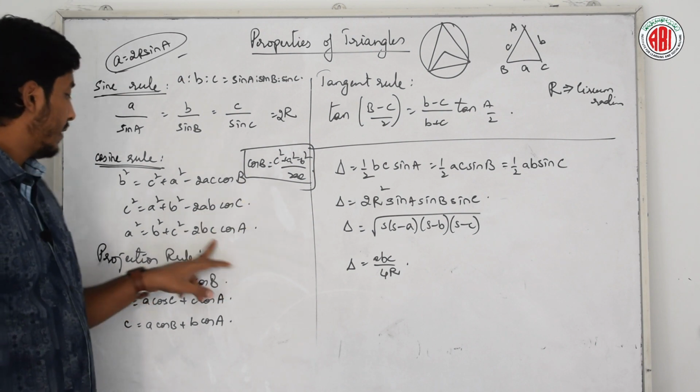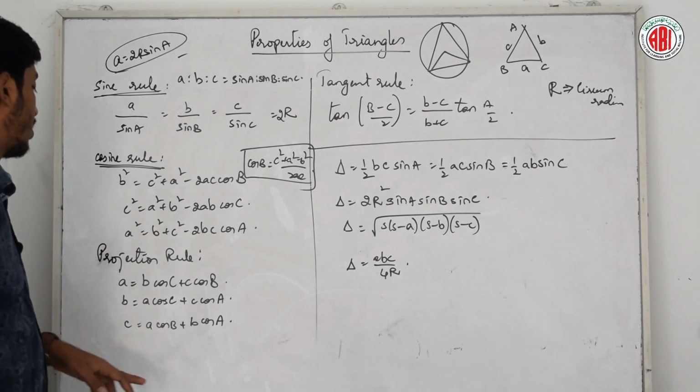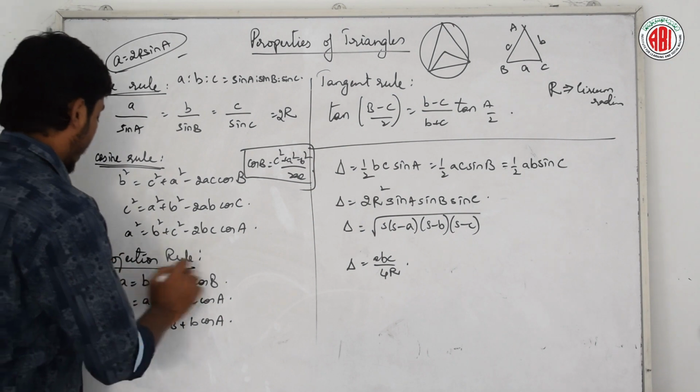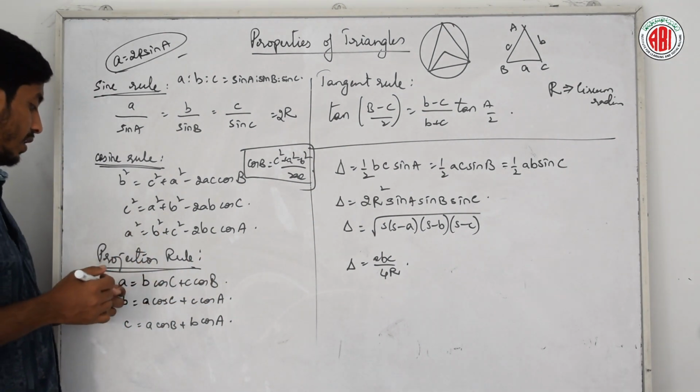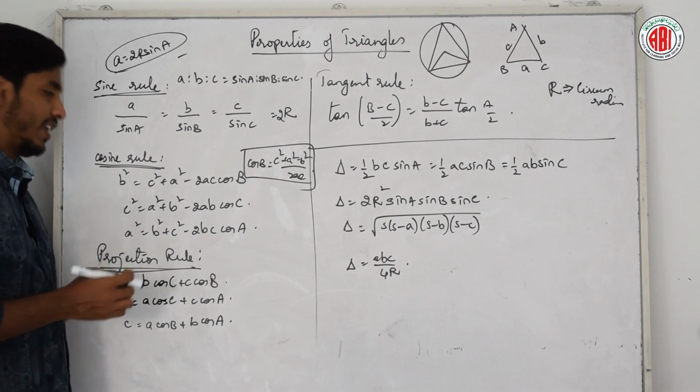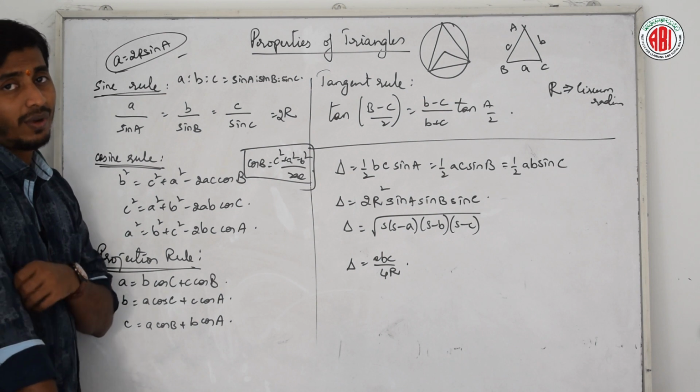Isn't it? Yes or no? Clear, fine. And the next is projection rule. Projection rule tells that it gives a relationship between cos of one angles to the sides of other angles. It can also be a continuation of the cosine rule, but it is only the side square.